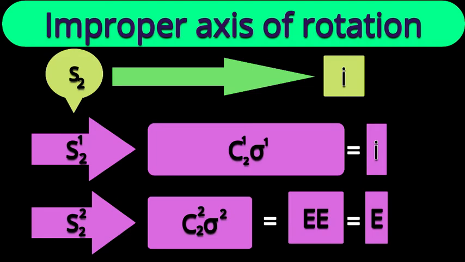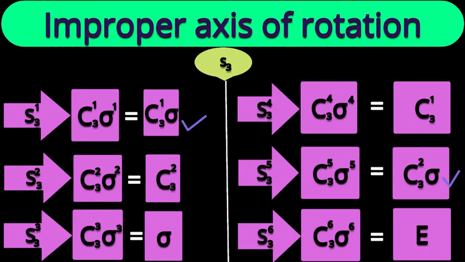Let us see what about S3. See here, six operations are possible on the S3 axis. Let us see one by one. S3^1 means C3 operation one time and sigma operation one time. If I simplify it further, then it will be C3^1 sigma. Such a kind of operation we have not come across previously. It's a combo operation. It's a speciality of this improper axis of rotation.